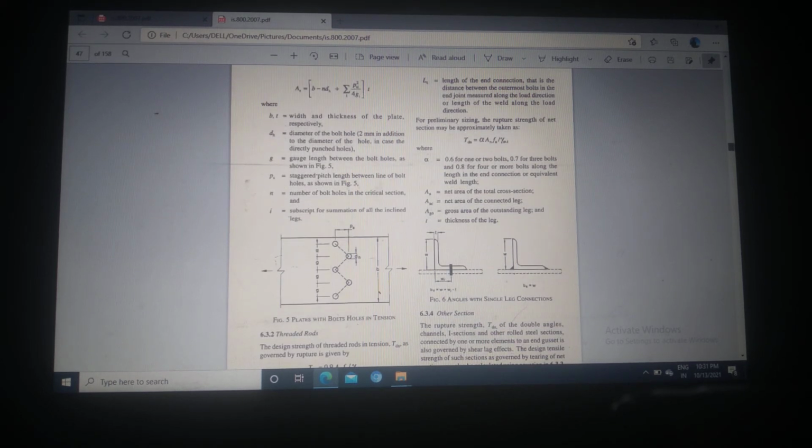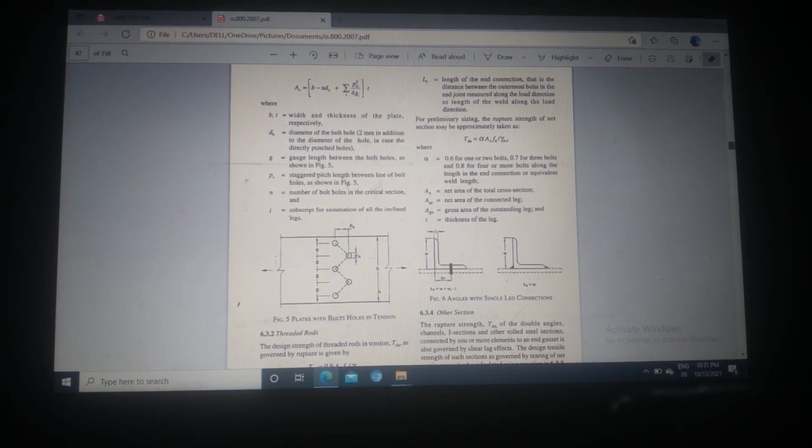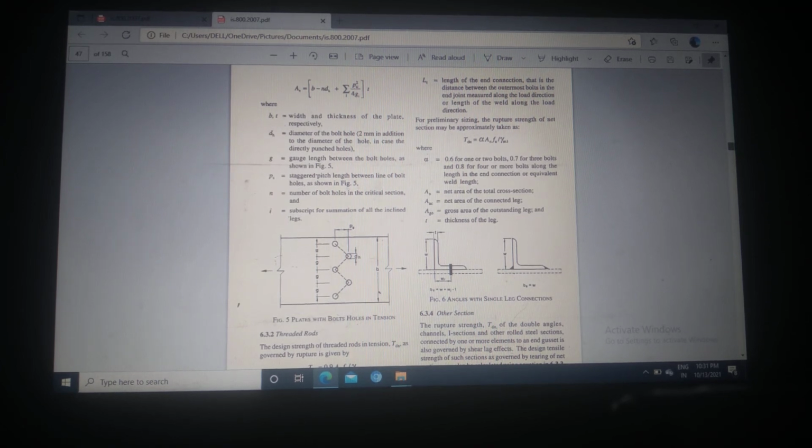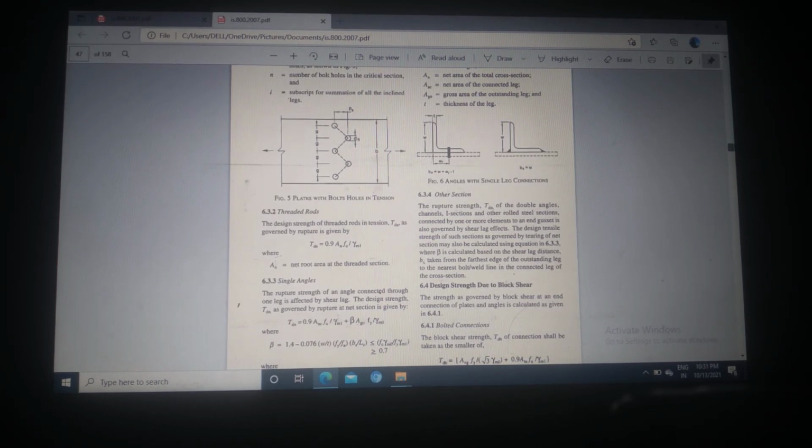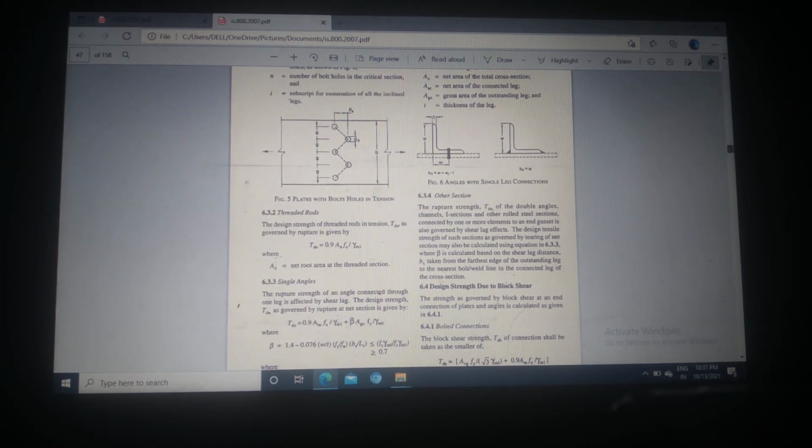Okay, no need to remember, but you should note down the formula for ANC and AG naught. ANC is the net area of the connected leg, and AG naught means the gross area of the outstanding leg. Net area means we are subtracting the area occupied by the bolt holes, and gross area means we are taking the whole area, including the area occupied by the bolt holes.